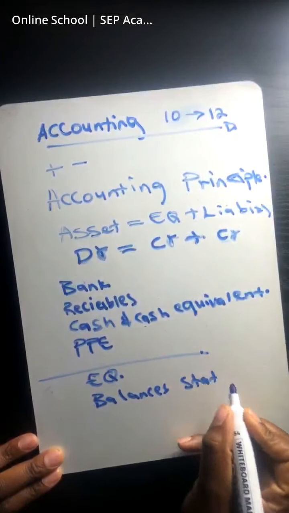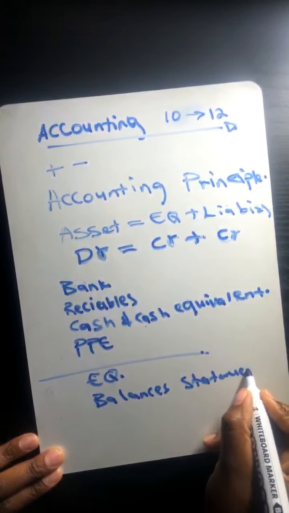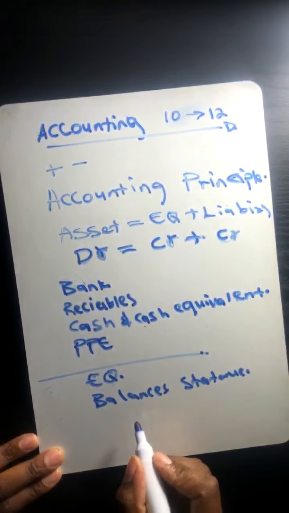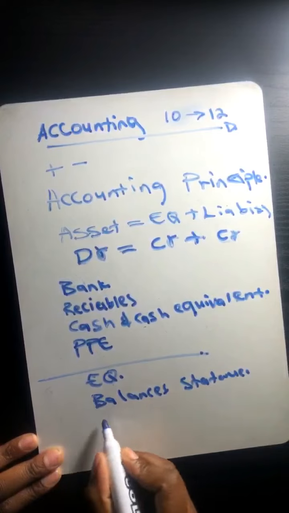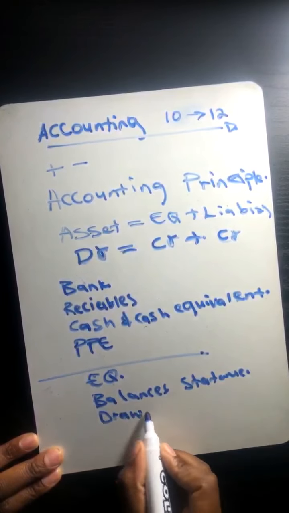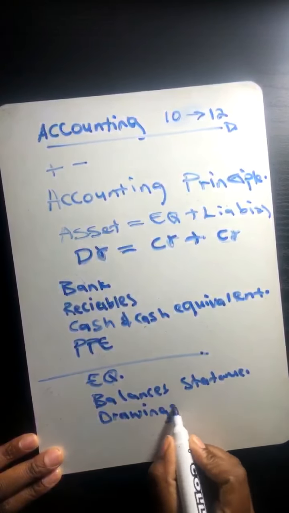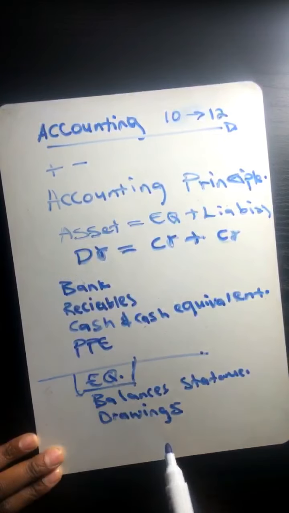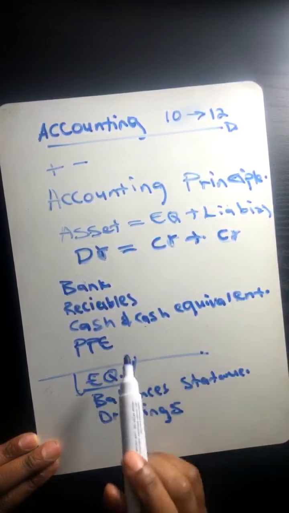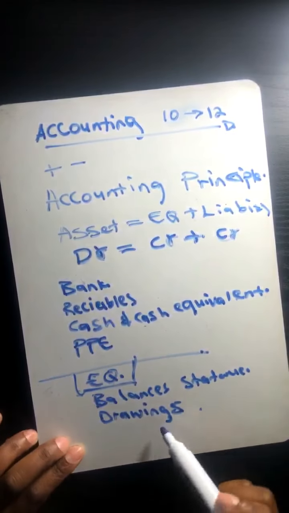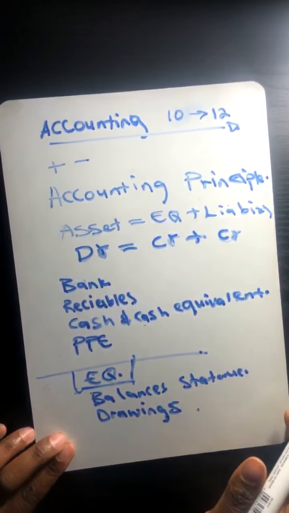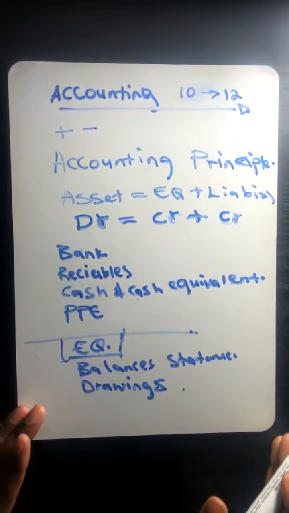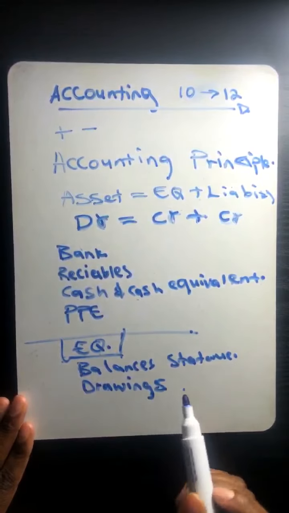State rent, and also you're gonna have the drawings. So all your drawings, if you withdraw money, that's decreasing your equity. That means you're gonna debit this account, whatever account it could be. Maybe if an owner withdraws whatever amount from the account of the business, that's drawing, right? And then you're gonna debit it.